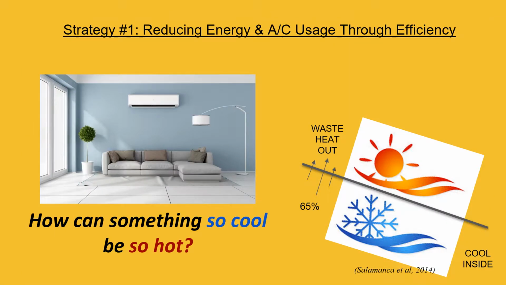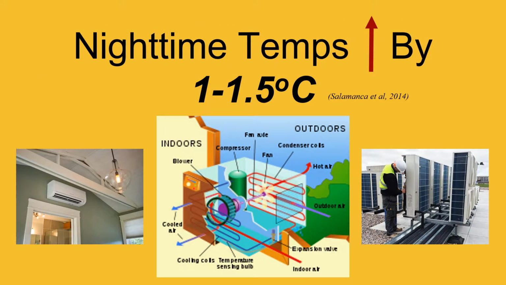With approximately 65% of the waste heat being rejected into the atmosphere, AC or air conditioning is a paradox in the mix when it comes to the urban heat island phenomenon. The hotter the outdoor temperatures get, the more people use their air conditioning, compounding the problem. This waste heat makes the nighttime temps in the urban heat island rise by 1 to 1.5 degrees Celsius and continues to exacerbate the issue.